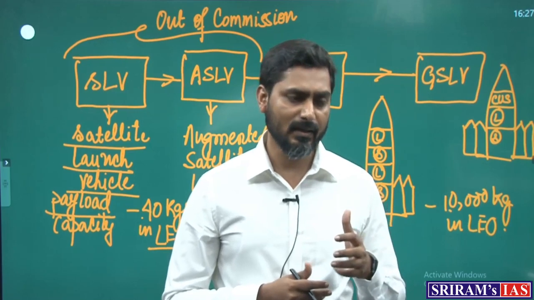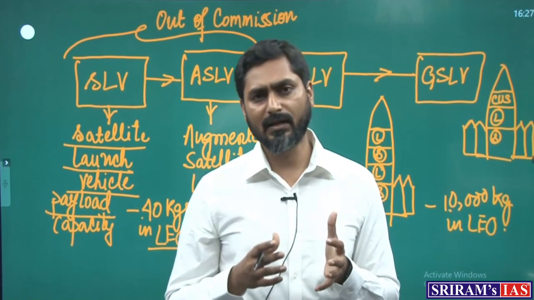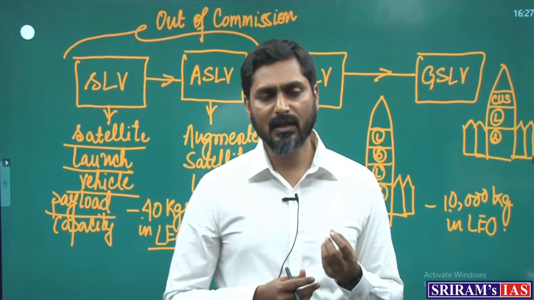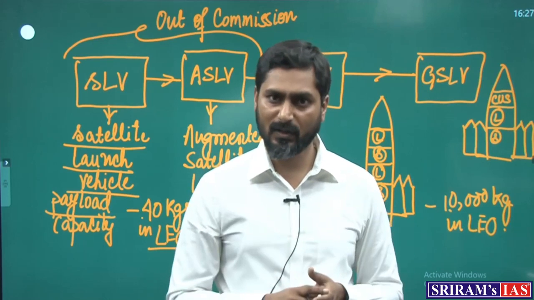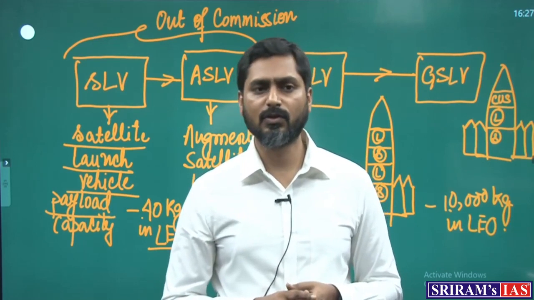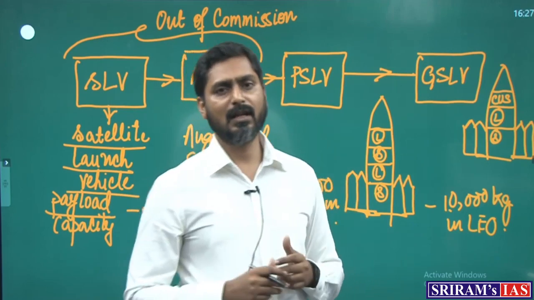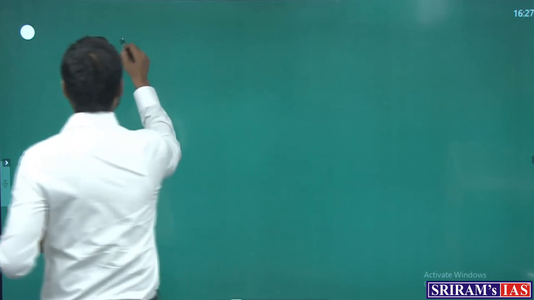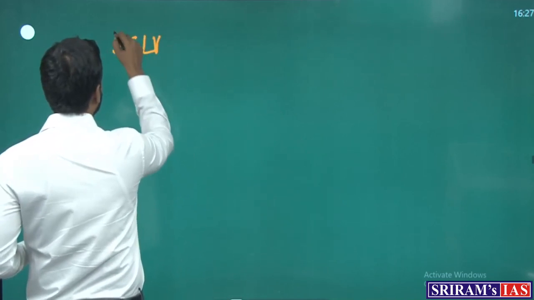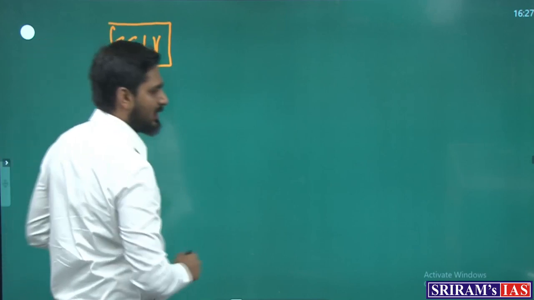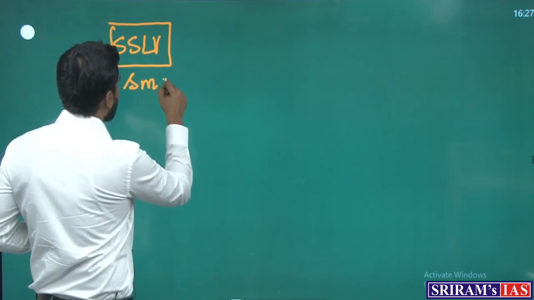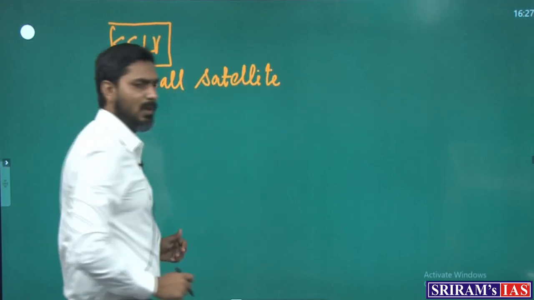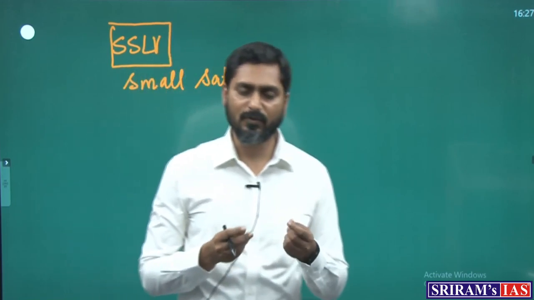But India realized that in order to send small satellites for research purposes and for commercial purposes, we need to develop a different kind of launch vehicle. So last year ISRO started what is known as the small satellite launch vehicle. What is the uniqueness about this small satellite launch vehicle? It will cater to the on-demand launch of small satellites.